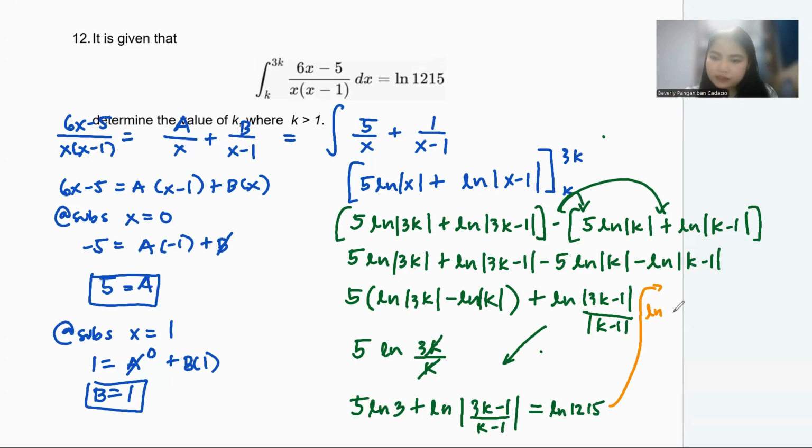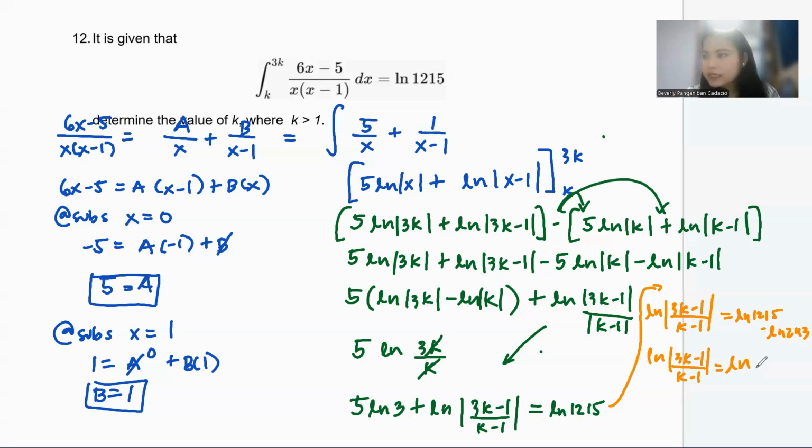So it will become ln of 3k minus 1 over k minus 1, and then that will be ln 1215. And this one, 3 raised to 5, you're going to have 243 there, right? So this one will be minus ln 243. And you know that you can just rewrite it, like you can just divide it, right? But let me just write again. 3k minus 1 over k minus 1 is equal to 1215 divided by 243, right? Because you have minus in the middle, so you're just going to divide.